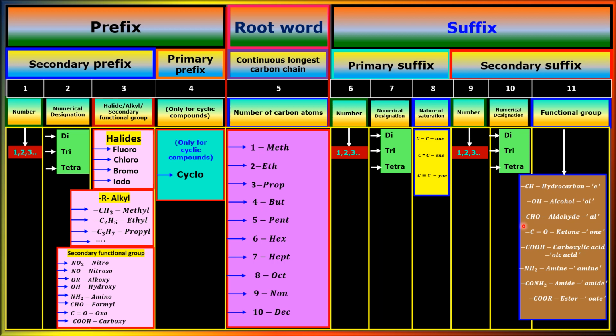If a compound contains only carbon and hydrogen atoms, then the functional group is E. Okay. If alcohols are there, the OH functional group is there, the functional group name is alcohol and the secondary suffix is ol. If the CHO functional group is there, the secondary suffix is al, like this. Okay, so this is all about the IUPAC naming structure.